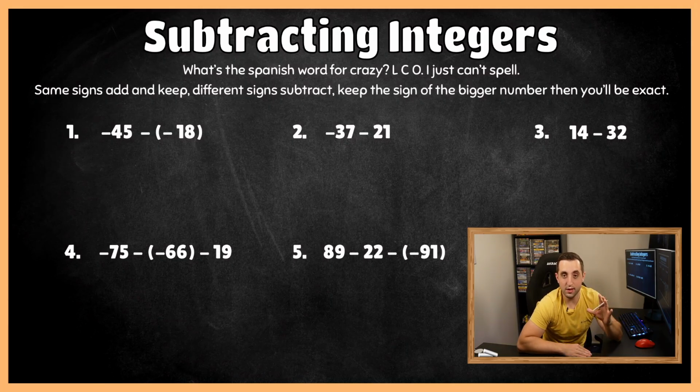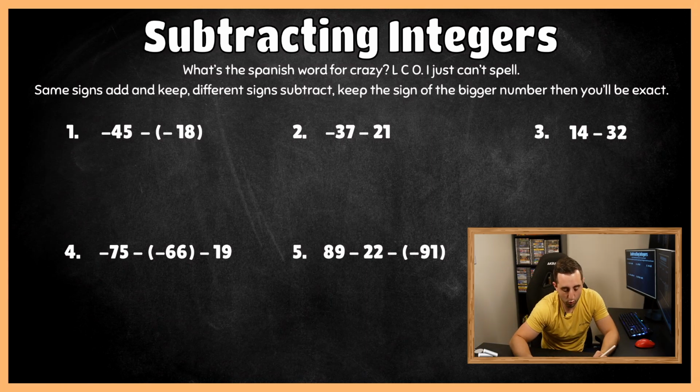However, whoever is speaking Spanish, you have to pretend like they can't spell for garbage. We're going to drop the first O out of the word loco. It's just easier to memorize the word loco, and then, well, they just can't spell. So all we're going to focus on is LCO, and LCO is going to help us subtract integers successfully. So let's jump into number one, and you're going to see what I mean.